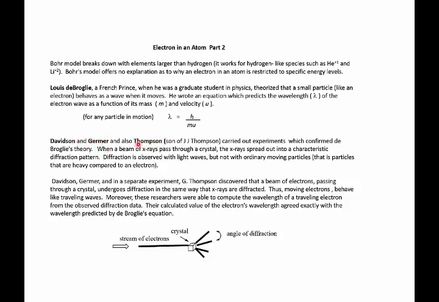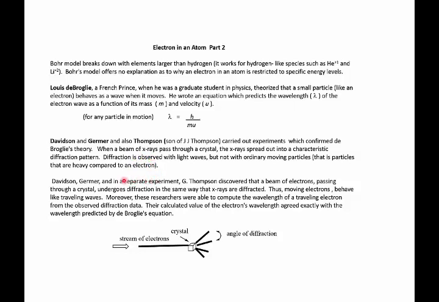Davisson and Germer, and also Thomson, the son of J.J. Thomson, who discovered the electron. Let me tell you about their experiments. They did experiments that really confirmed de Broglie's theory, and, well, basically this. When you take a beam of X-rays and pass it through a crystal, the X-rays are spread out into a characteristic diffraction pattern. This diffraction of the beam of X-ray light is characteristic of light in general. If you do the diffraction of X-rays by the crystal and measure the angle of scattering, you can actually get information about the crystal itself.